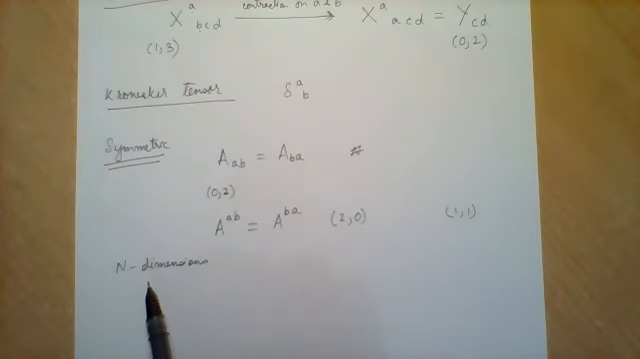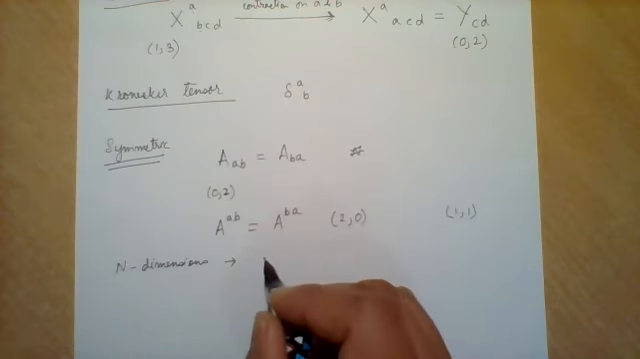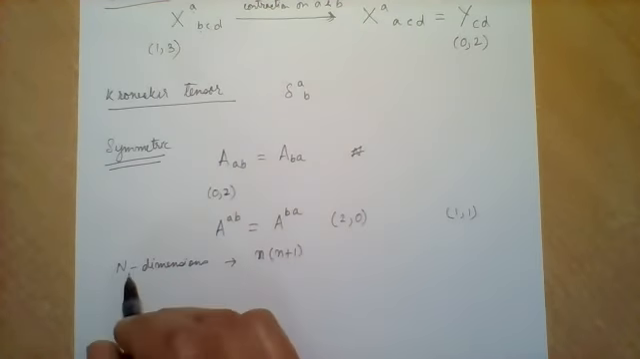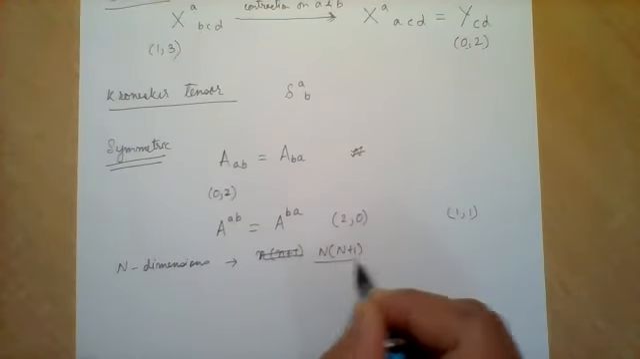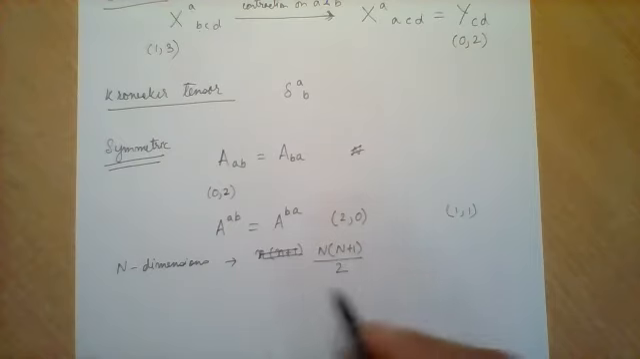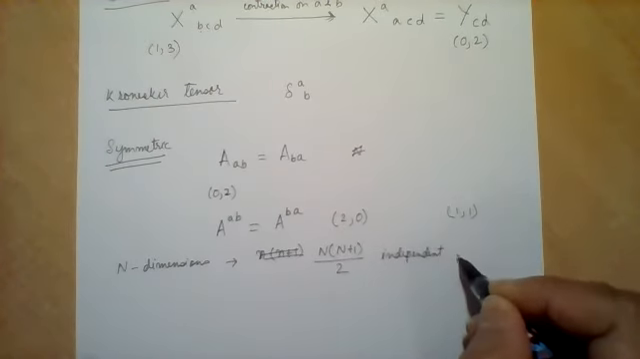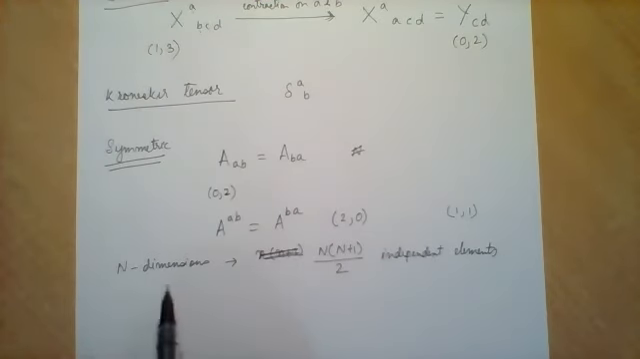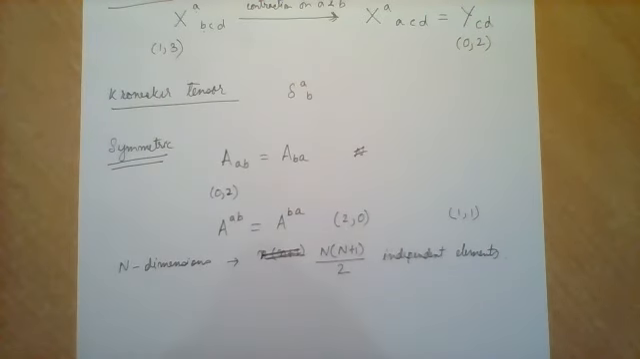But if the matrix is symmetric, how many independent elements are there? In N dimensions, the number of independent elements is N into N plus 1 by 2. So in N dimensions, a symmetric matrix has N into N plus 1 by 2 independent elements.